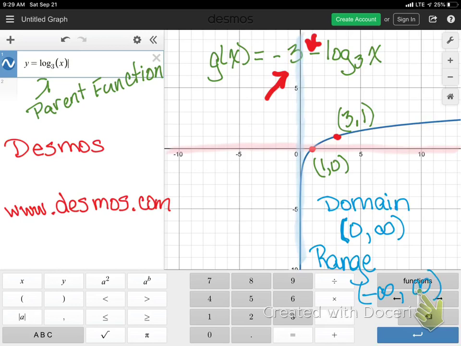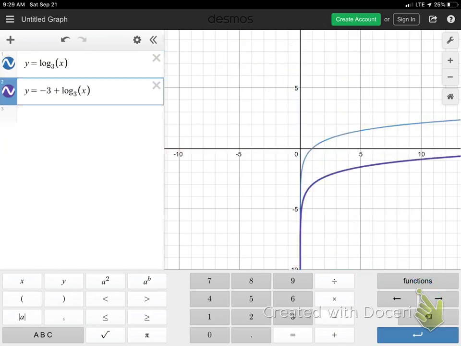And so understanding the domain and the range and where the asymptote is in relationship to the parent function is going to help us determine what the domain and the range is once we look at our transformed function. Okay? And so I want you to focus on this point 1, 0, and 3, 1. Both of those points are important for us to remember. Here, what I have here is I have part of the function, the -3 portion of the function.